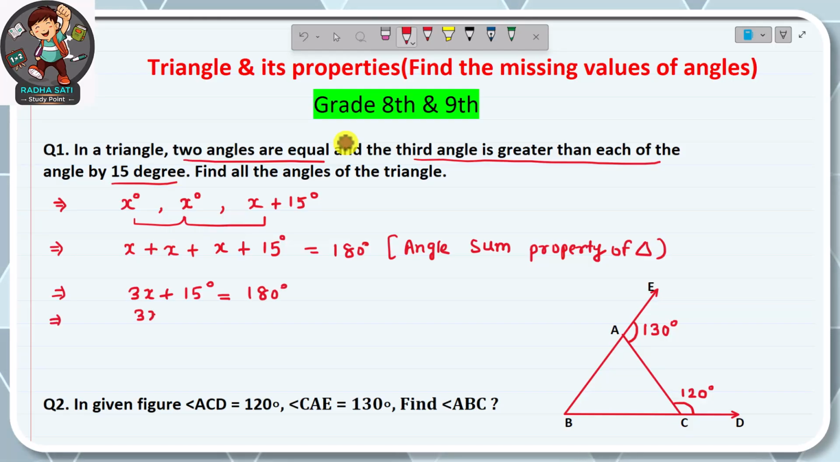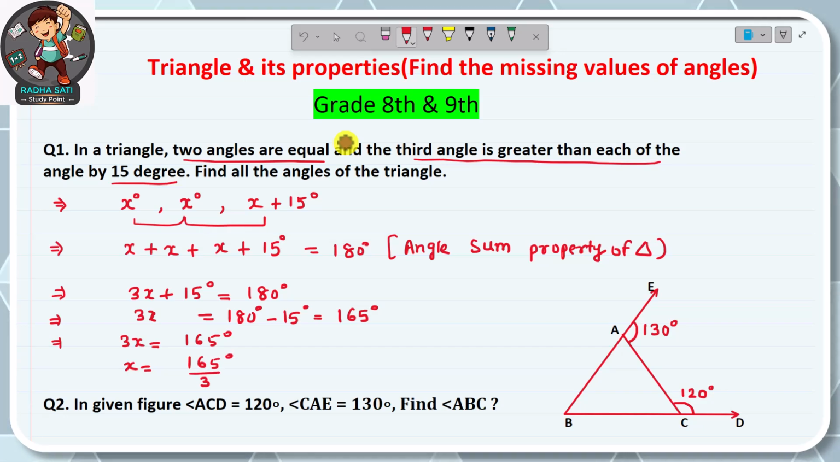Now, what will be 3x? This 15 degrees will go to the right hand side and it will get subtracted from 180. And what we will get? We will get 165 degrees. This means 3x is equal to 165 degrees. So what will be x? x will be 165 divided by 3. Let's divide: 3 5s are 15 and 3 5s are 15. This means the measure of the equal angles will be 55 degrees.